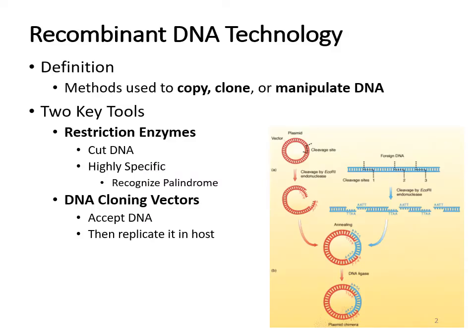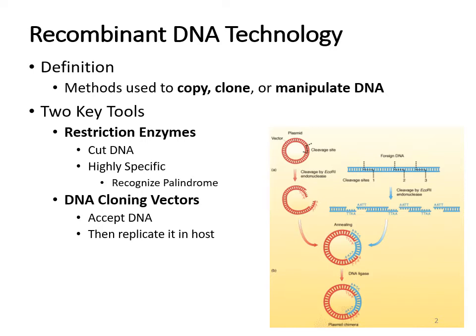So the first thing I want you to know is what it means when you hear the term recombinant DNA, or recombinant DNA technology. Basically, what you're doing with recombinant DNA technology is copying, cloning, or manipulating DNA, because recombinant DNA usually refers to DNA that has two different pieces of DNA put together. Think of it as a hybrid of different DNA pieces, so it has new genes that have been introduced to it.